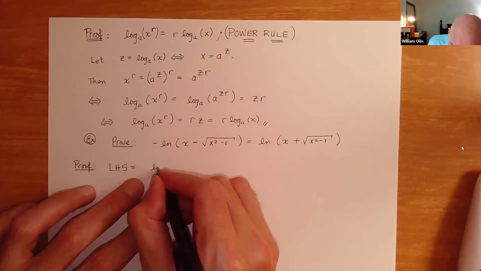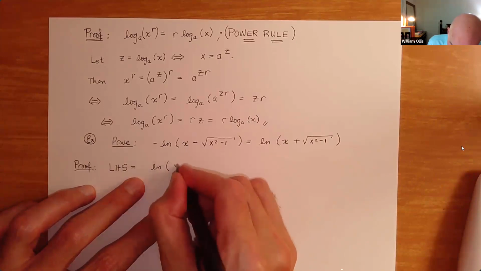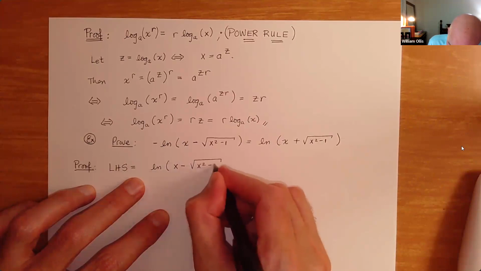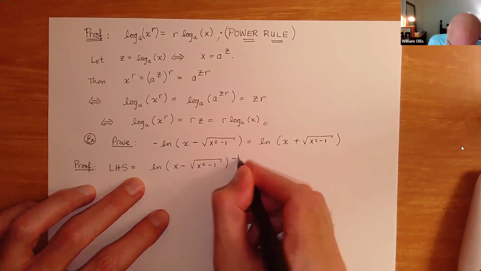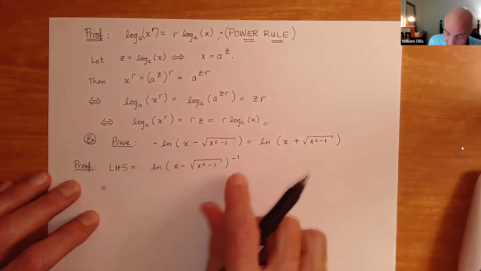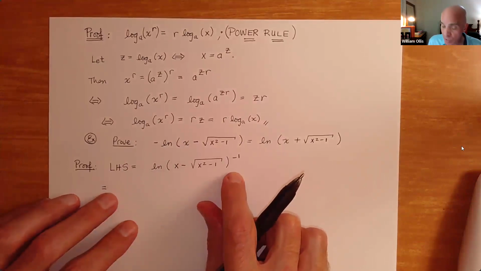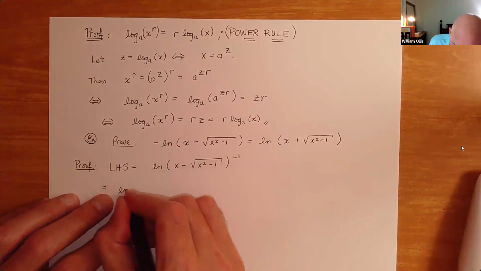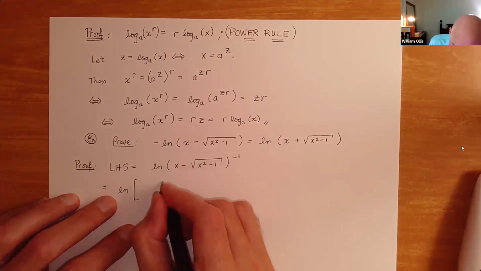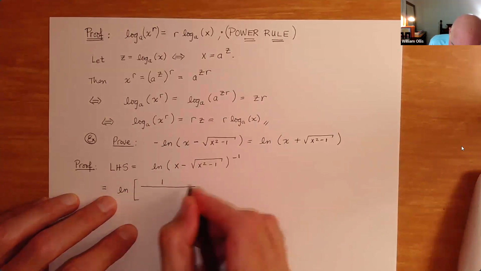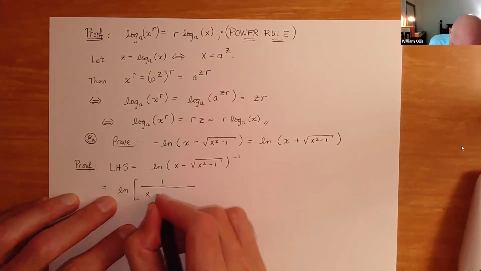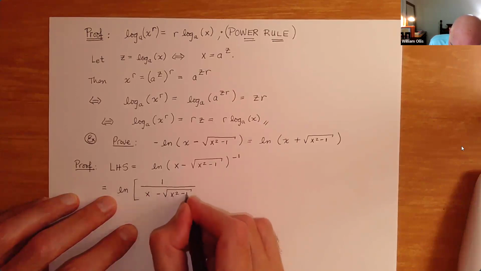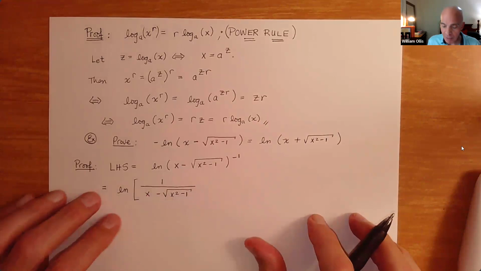So we have the natural log of x minus the square root of x squared minus 1 to the -1. So now, of course, the -1 can be written as the reciprocal. That is, we can reciprocate the argument. So we have the natural log of 1 divided by x minus the square root of x squared minus 1. This is a common construction in mathematics.